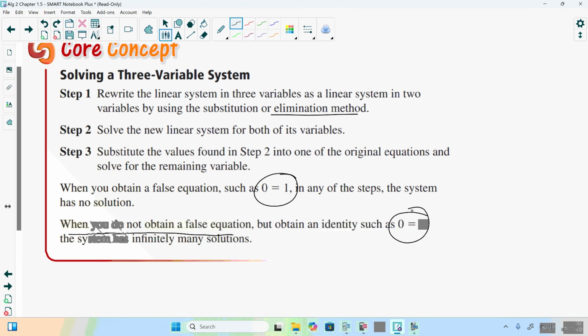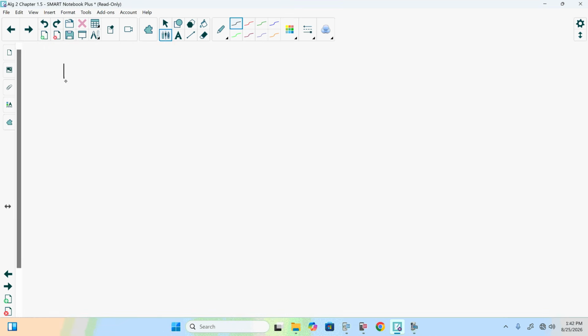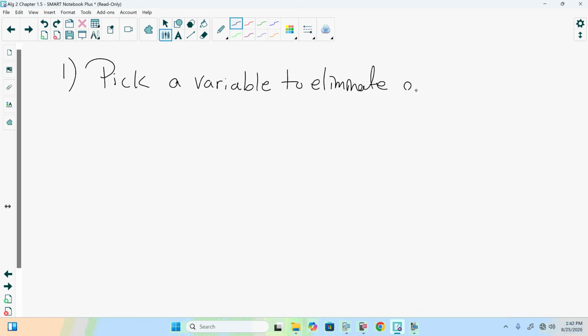Questions on this so far? If we want to add to this, our first step is we do this. First main step to this is we need to pick a variable to eliminate. And an eliminator equation to eliminate it with.